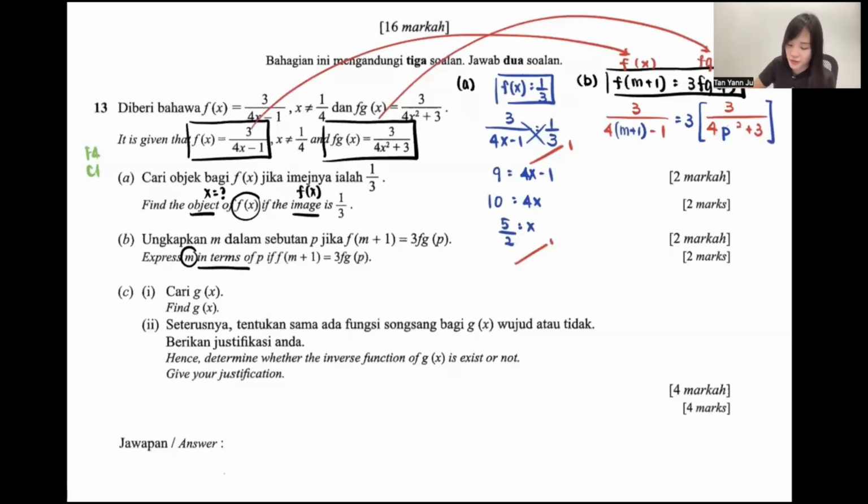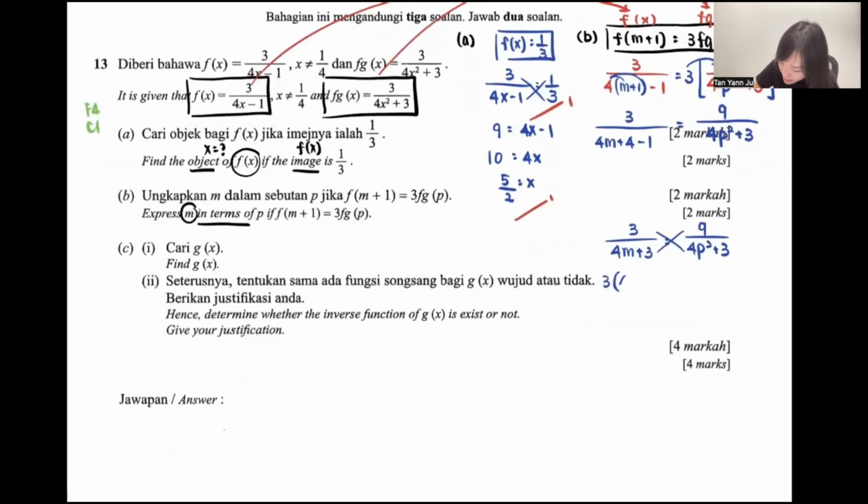The rest is all mathematics, okay? So my dear, 3 over 4m plus 4 minus 1 equals to, times fraction always times top, yeah? 9 over 4p squared plus 3. So this side, 3 over 4m plus 3 is equivalent to 9 over 4p squared plus 3. So can move around. So let's do cross multiplication. So 3 times 4p squared plus 3 is equivalent to 9 times 4m plus 3. 3 times 4 is 12. 3 times 3 is 9. 9 times 4 is 36. 3 times 9 is 27.